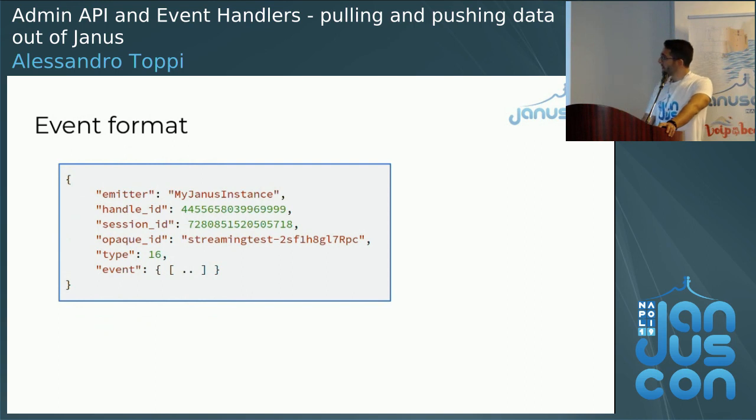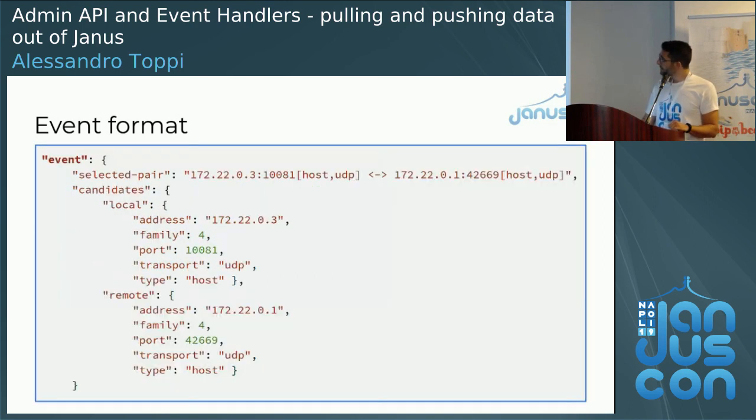This is the format of an event emitted by the Janus core. We have an attribute specifying which Janus instance emitted this event. This is very important in case you have a collector that is handling events from more than one Janus. Then we have the identifier for the handle and session that emitted these events, and an opaque ID that has the same semantics as in the admin API, so it's helping correlate different sessions coming from the same users. A type identifier specific for every kind of event, and then we have the actual payload, where the syntax is different for any kind of event.